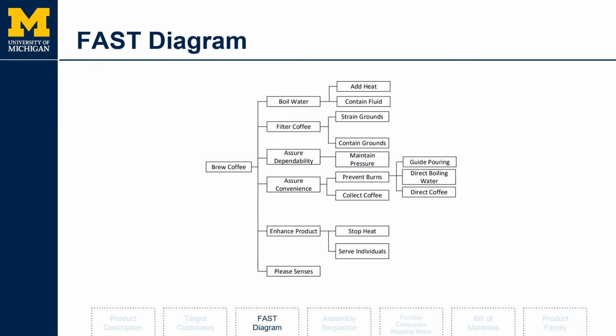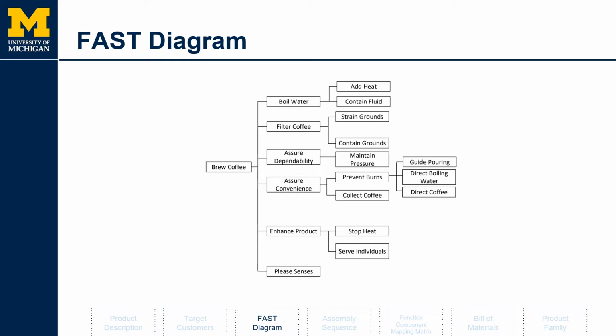So here's our FAST diagram showing the basic functions of a coffee maker. First we have boil water. In order to do that, we add heat, we contain fluid. Next we have filter coffee. We strain the grounds and contain the grounds.